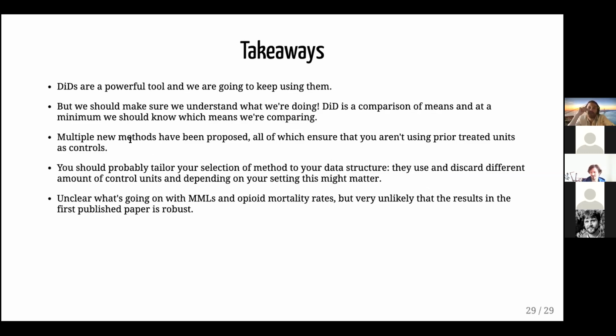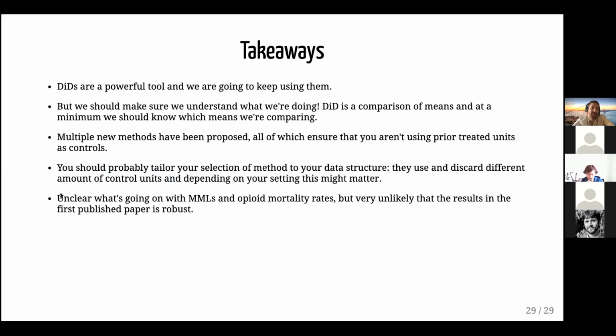They all kind of ensure that what you're doing is not using prior treated units as controls. I think you should probably tailor the selection of the method to the way your data looks. Like I said, with the Abraham-Sun method, or Sun-Abraham method, it's only using never treated units as controls. I think you should look at your data. If that group is going to be very, very small, then maybe it makes sense to use a stacked regression approach, which allows you to have more data and more controls.